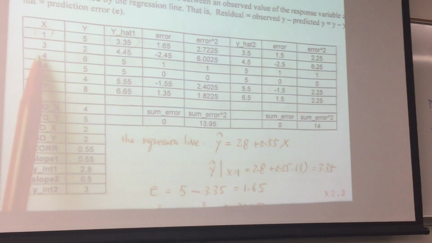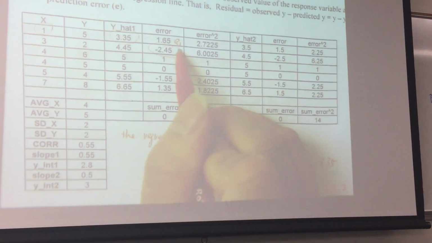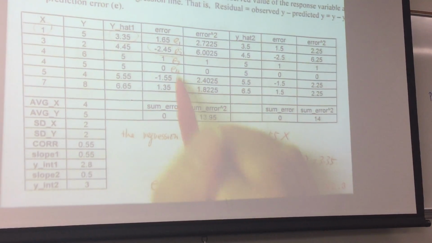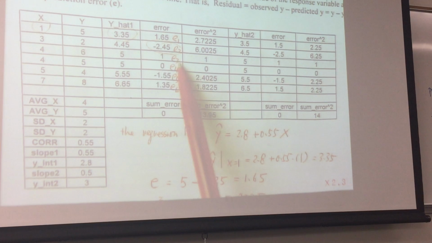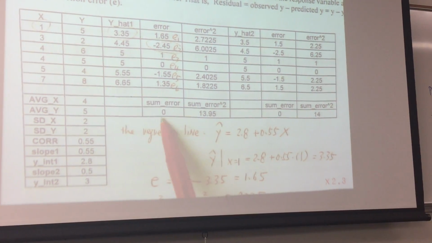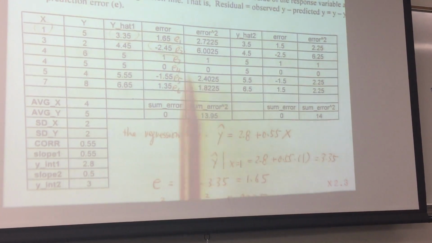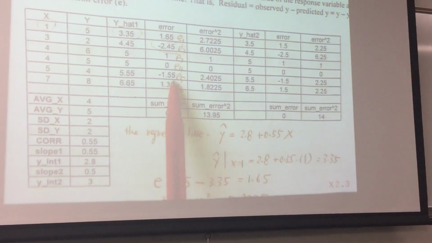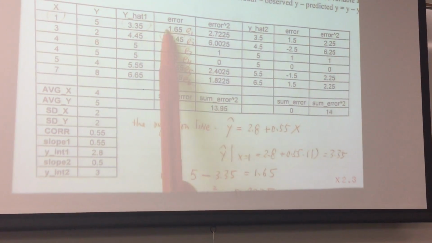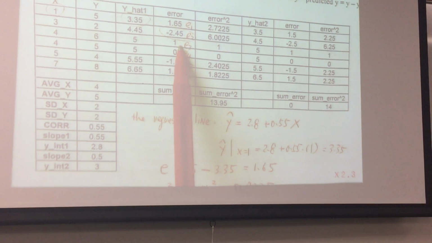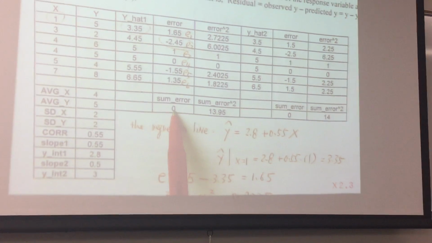If you follow the same procedure, you can find the prediction errors E1, E2, E3, E4, E5, E6. The funny thing is, when you add those numbers up, what do you find? You find the sum of prediction errors equals 0. Let's check: 1.65 minus 2.45, then minus 2.45 minus 1.55 is minus 4. Then add 1.35 plus 1.65 is 3, 3 plus 1 is 4. So 4 minus 4 is 0. Do you see that? So the overall prediction error is 0.